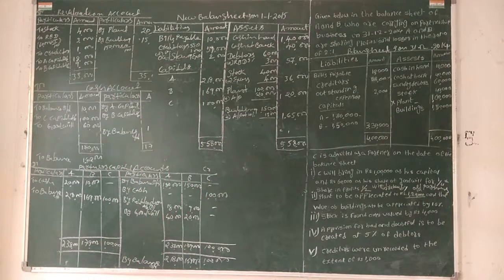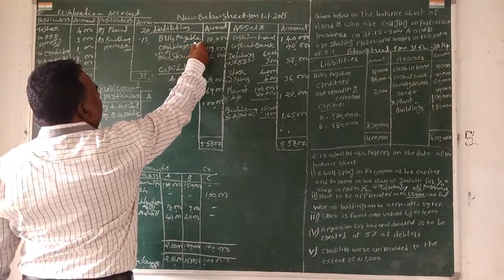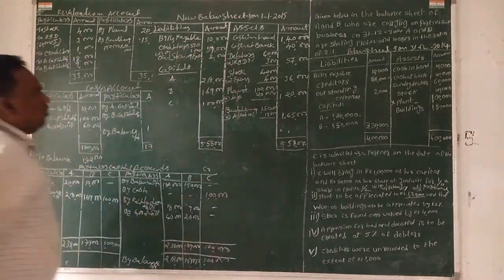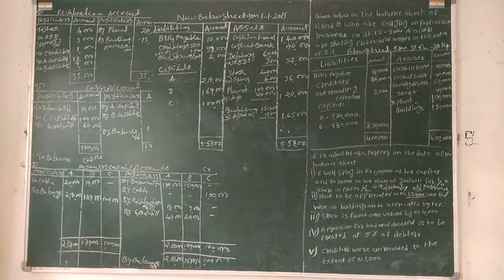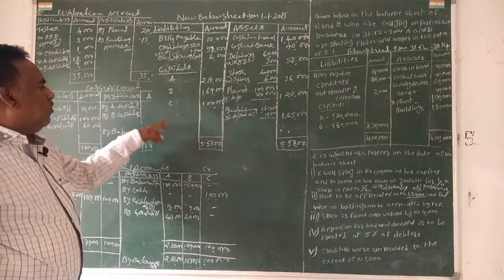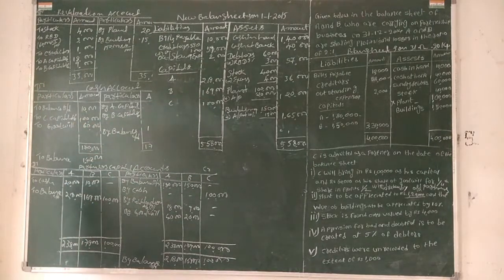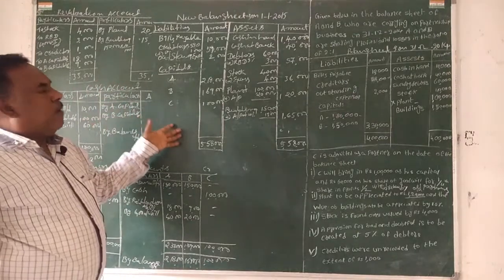Next, liabilities. Bills payable 10,000. Creditors 58,000 plus unrecorded 1,000 equals 59,000. Outstanding expenses 2,000. A capital 2,18,000. B capital 1,69,000. C capital 1 lakh. Total 5,58,000. This is the new balance sheet of the firm.